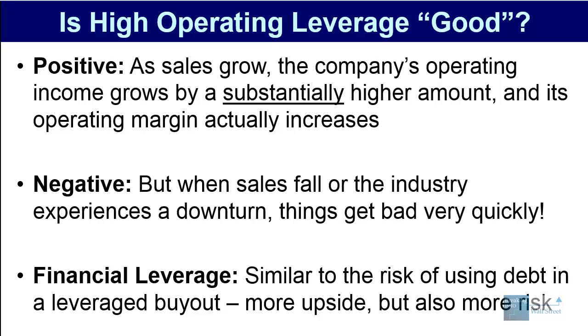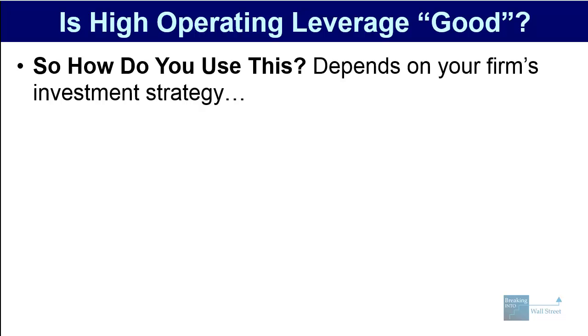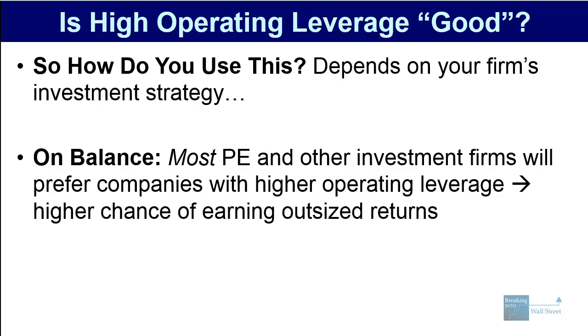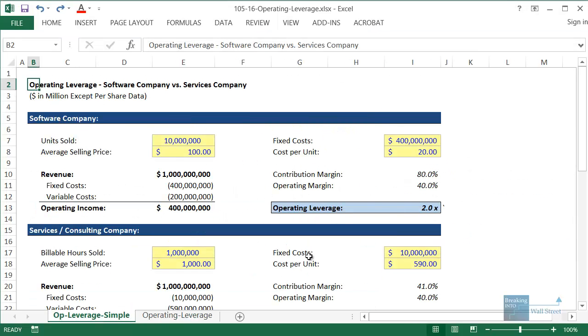And there's also more downside if a lot of debt is being used, because if the company doesn't perform well and can't repay its debt, then you could easily end up losing money on the investment. So how do you actually use this metric in real life? It depends a little bit on your firm's investment strategy. On balance, most private equity firms and other investment firms will tend to prefer companies that have a higher operating leverage, simply because, just as with leveraged buyouts, if you can use more debt, there's a potential for higher returns. And with companies, if the company is using more operating leverage, then there is a potential for outsized returns.